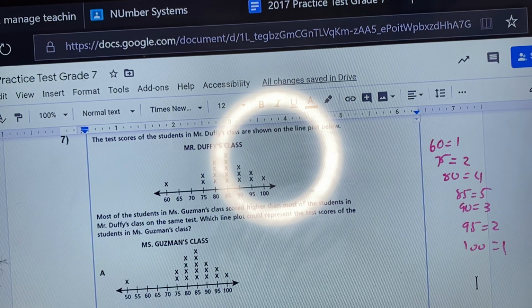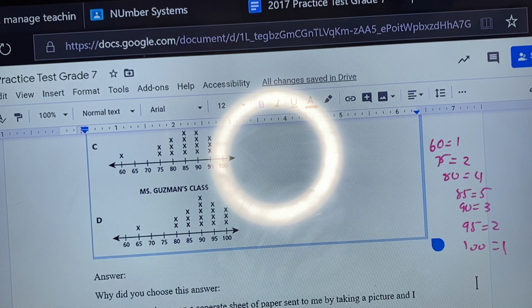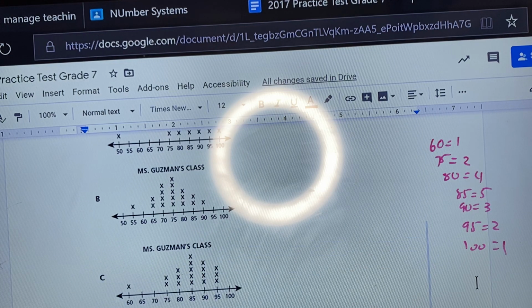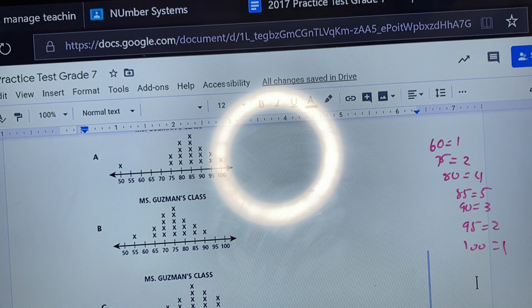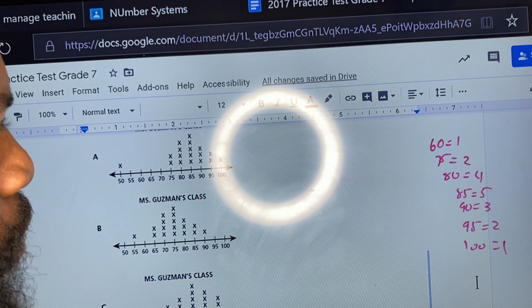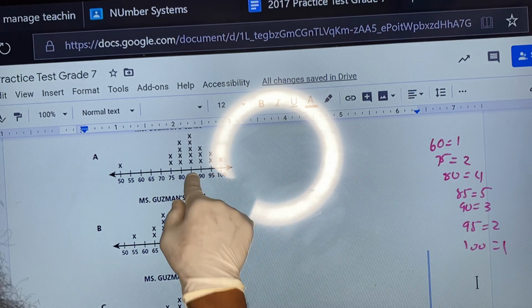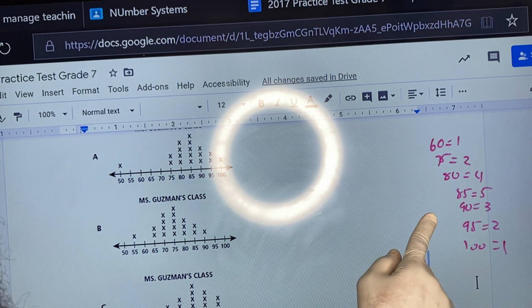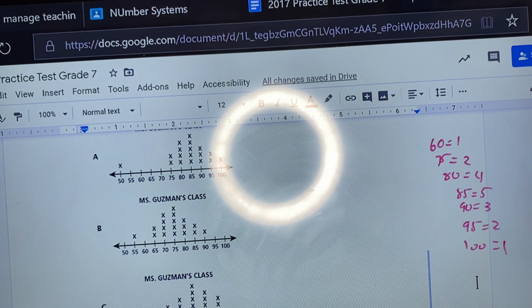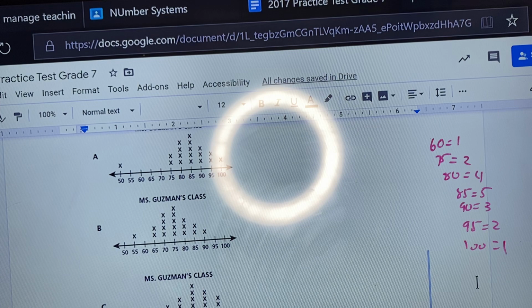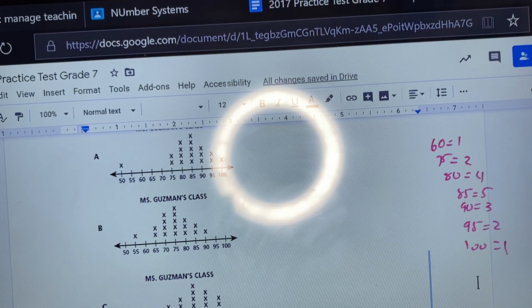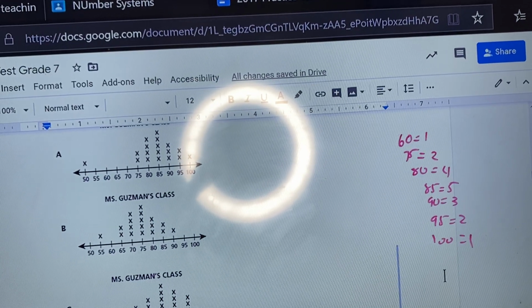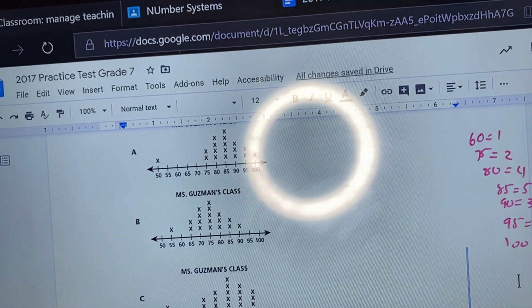So A looks like this: 1 student got a 50, 2 students got 75, okay, 4 students got an 80, okay, 5 students got an 85, 3 students got a 90, 2 students got a 95, and 1 student got 100. But this 1 student getting a 50 is going to bring the total class average lower than Mr. Duffy's class. So this wouldn't be it.